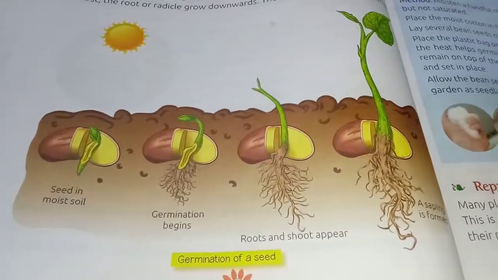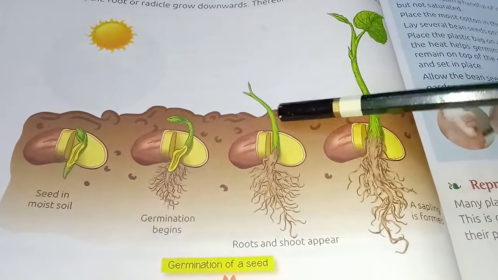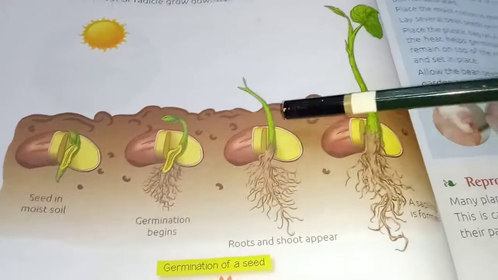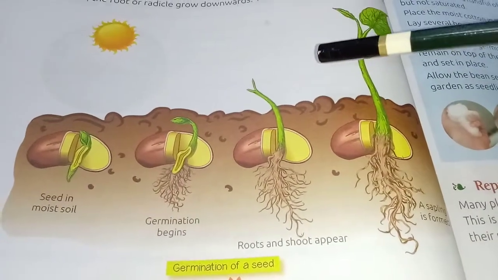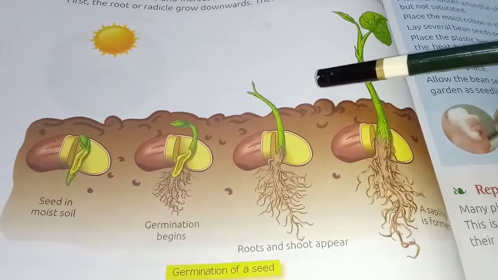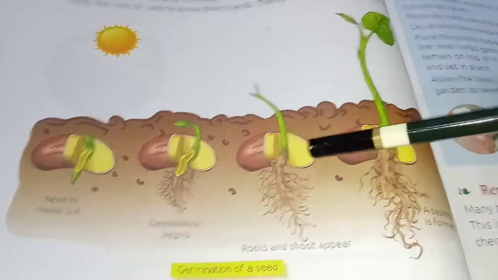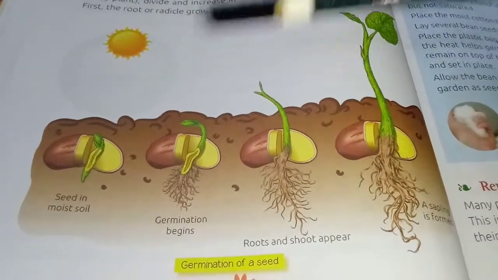The gas is oxygen. Oxygen is very much necessary for germination. The seed will germinate if the conditions are right. If these four conditions are right, then only the seeds can germinate. The seed absorbs water, due to which the seed coat becomes soft and eventually breaks off.